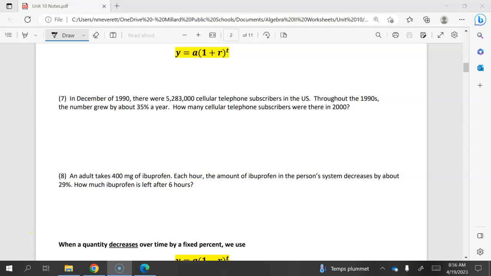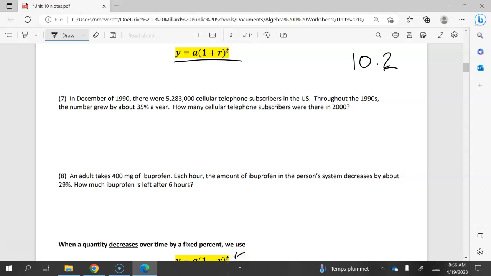Alrighty, so this is Algebra 2. I'm going to work out the 10.2 notes, which actually means I want to do a little bit of 10.1 before we get to that. So basically, what we're using here are what we call fixed percent equations.